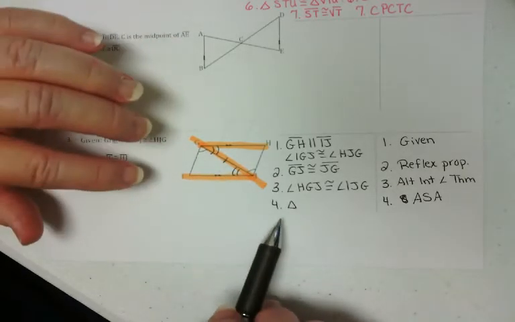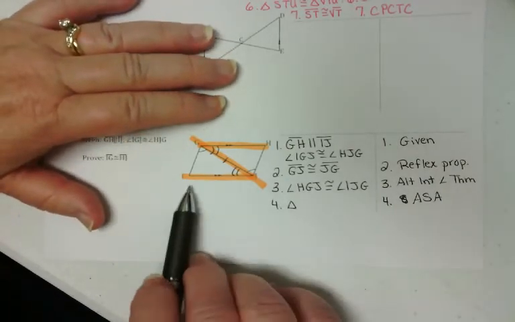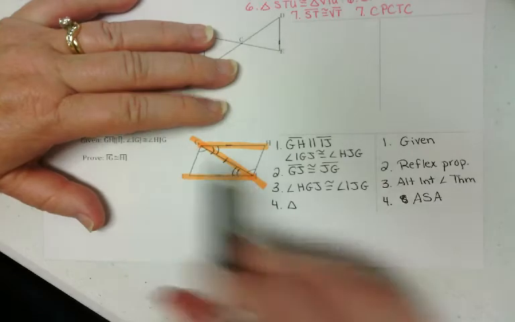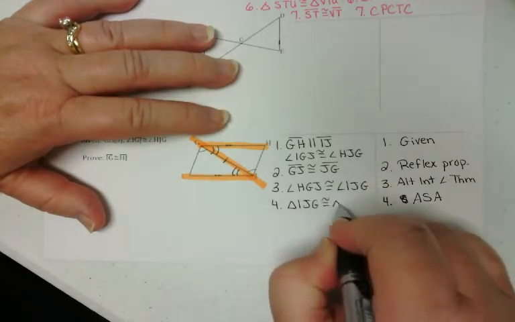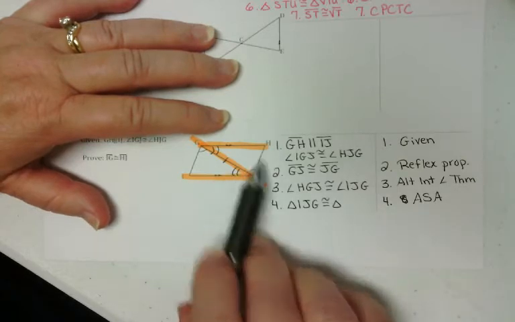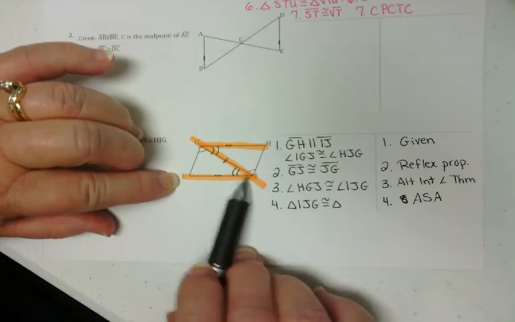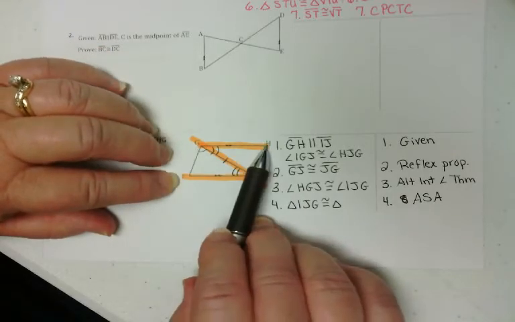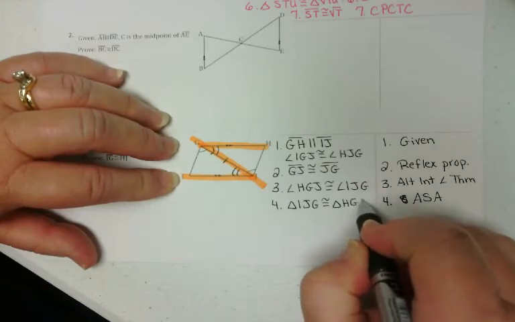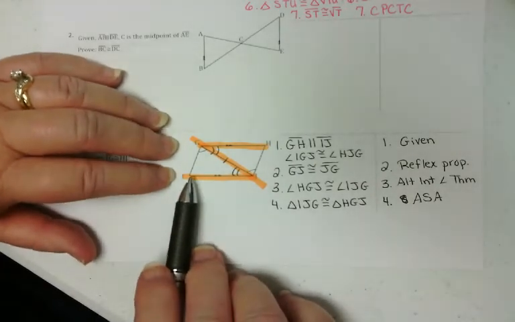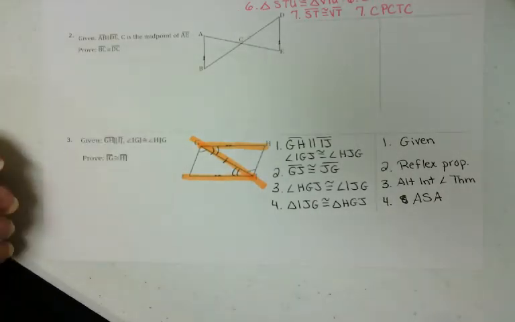Now when you name your triangles, remember the order of the letters does matter. So I'm going to name my first one IJG, just because I did. No particular reason. Then I'm going to go to my second one and make sure the letters match up. So if I went IJG, I'm going to have to go HGJ. So whatever you choose for your first triangle, just make the second one match, and you'll be all set.